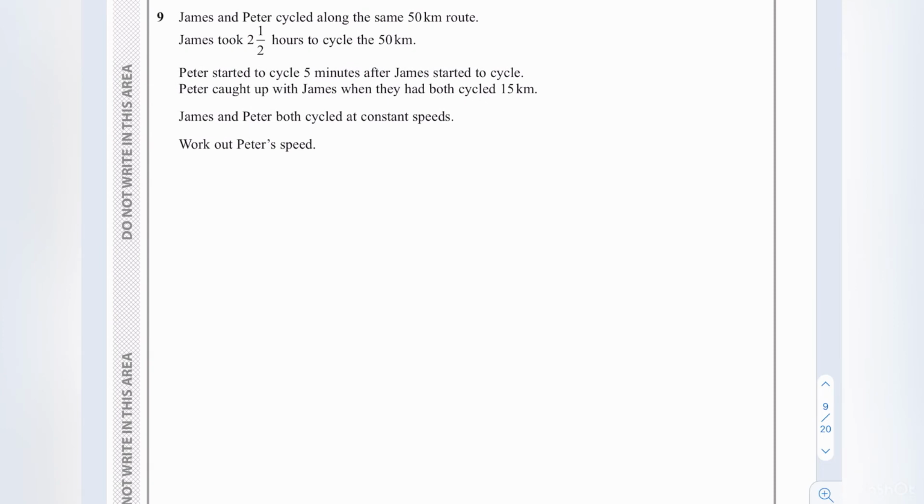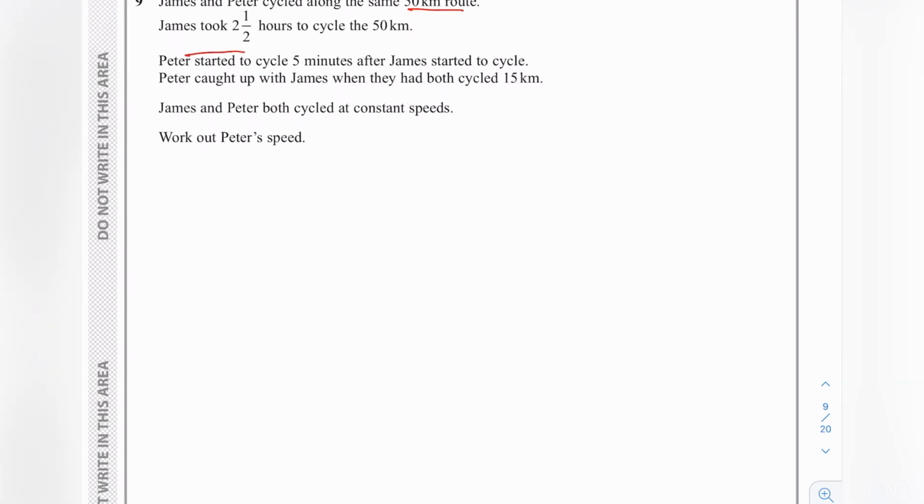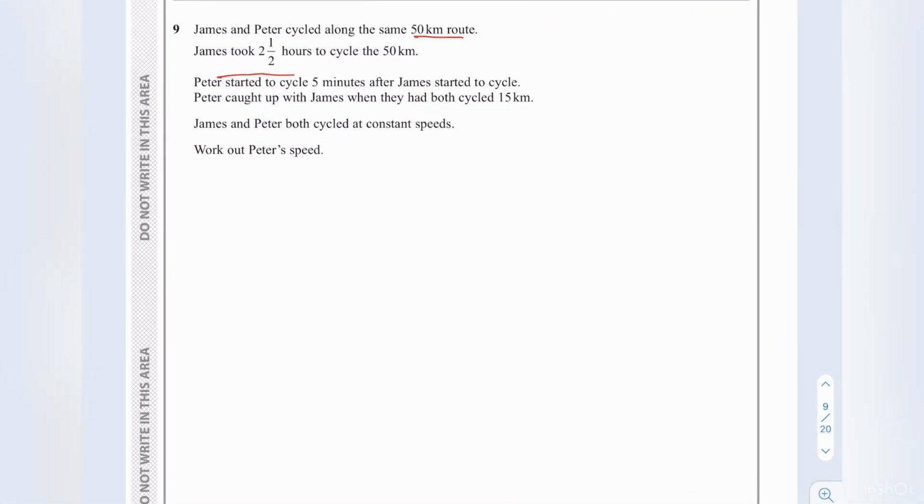Question 9. It tells you that James and Peter cycle the same 50 kilometres route. It takes James 2.5 hours to cycle that 50 kilometres. So we know that James' time is 2.5 hours and his distance is 50 kilometres. So now we can work out his speed. We know that speed is distance divided by time, so 50 divided by 2.5. That must be 20 kilometres per hour, and that is his speed.